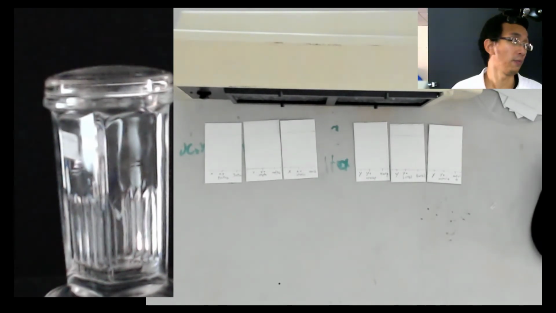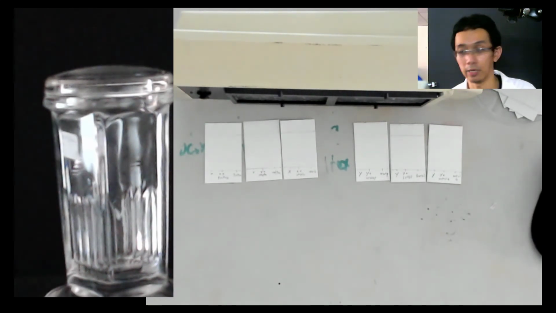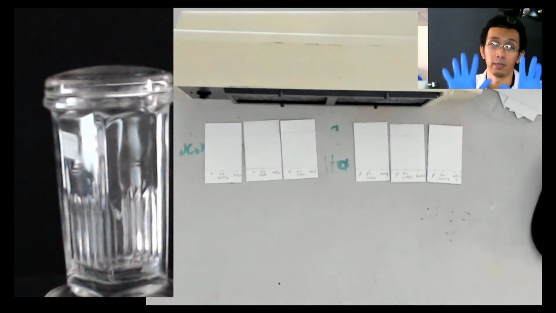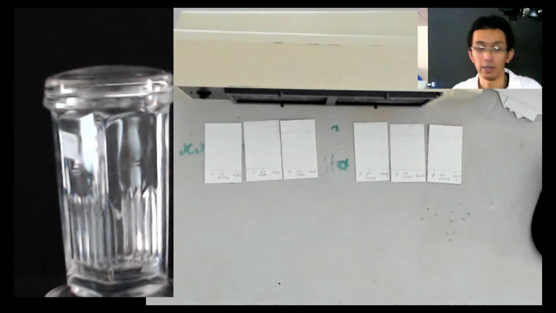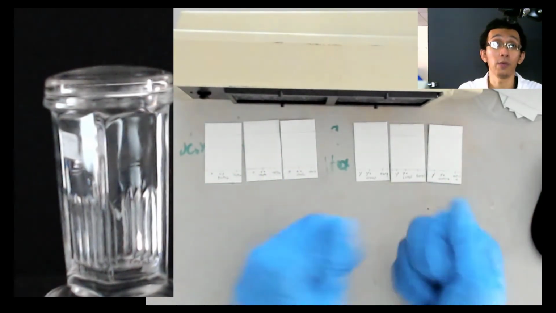Even though UV is harmful, it's easy to block. It's not like gamma rays or other very high radiation. You can block it easily with just a glove and so on. So that's why when you want to work with UV, wear gloves.